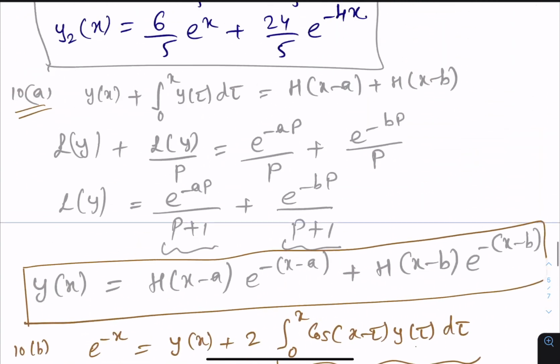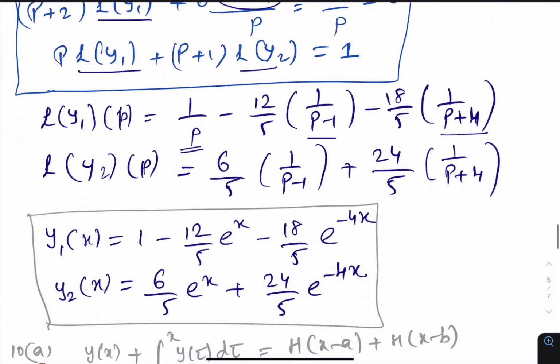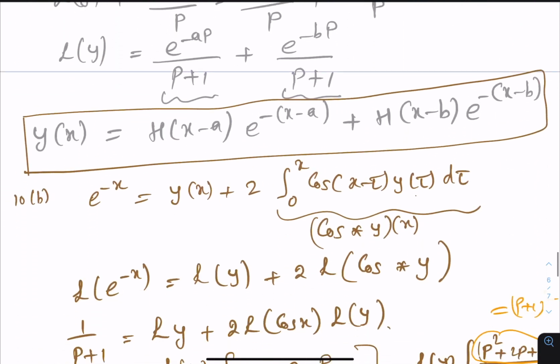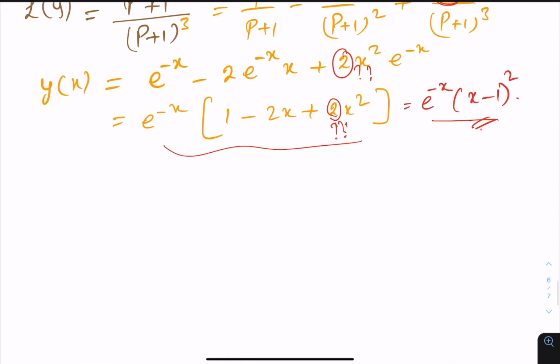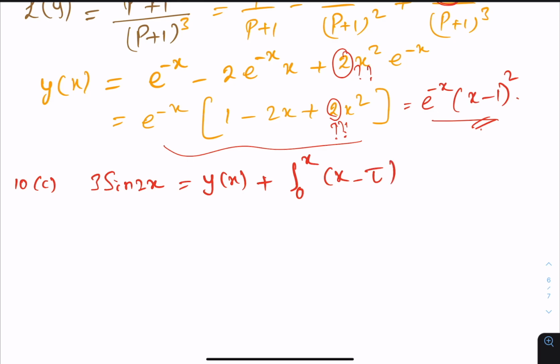So that's about 10b. Now let's do 10c. Okay, 10c is 3 sine 2x is equal to y of x plus integral 0 to x of (x minus tau) y of tau d tau.